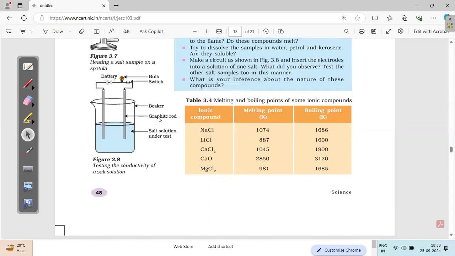So see this. This table lists out the melting and boiling points. Ionic compound sodium chloride, its melting point is 1074. Boiling point of sodium chloride is 1686. So it's much, much stronger. Okay, it clearly states that the bond formed between them is very strong. Next, you can see lithium chloride. Calcium oxide has a still higher melting point, 2850.